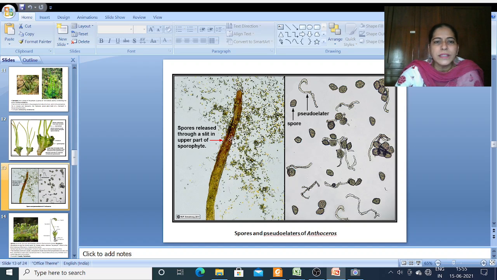Here we will see the spores being released through the upper portion of the sporophyte after the longitudinal slits, and the spores, as well as pseudo-elaters. So these are the pseudo-elaters of Anthoceros.